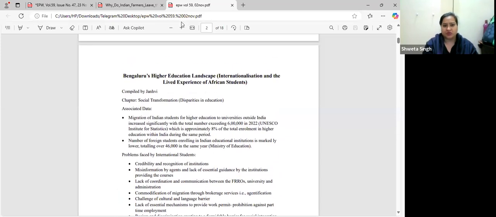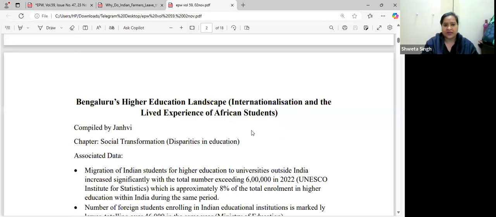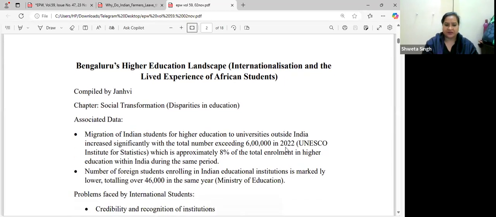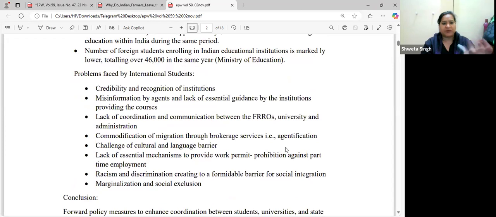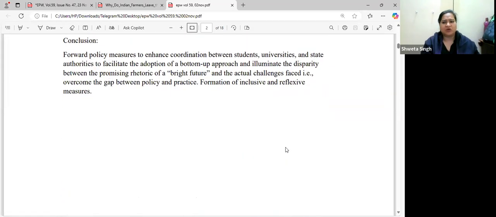So first, this Bengaluru's article, which I was talking about, you can see. She has written the chapter it is associated with, and then social transformation, disparities in education. Then what is the associated data? Problems faced by international students, just bullet points. Now you can really work upon this given area, because there was a question asked by UPSC related to first, whether foreign institutions should come to India or not. And there was a second question related to why Indian institutions do not fare well. One was in 2015 or so, and the other one was in a follow-up year. So you can see problems faced by students, conclusion, that's it.